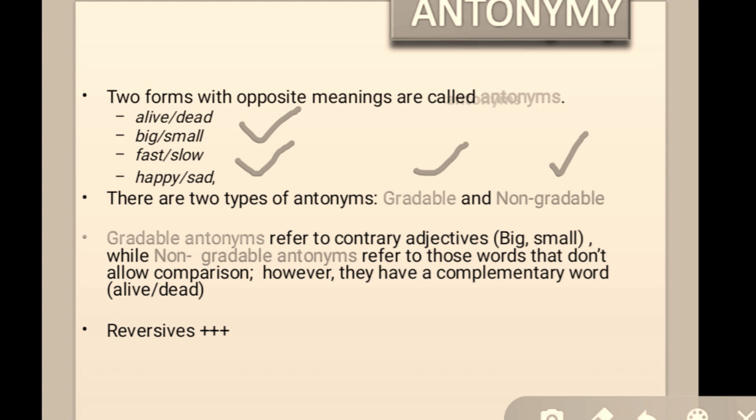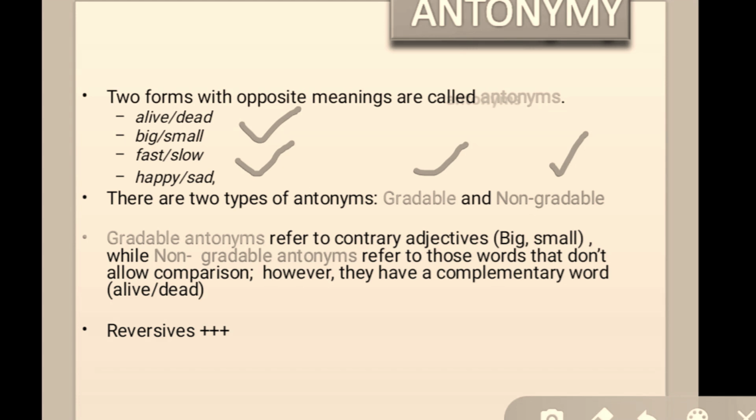What does it mean? For example, small and big, or hot and cold. When I say something is hot, we can measure it on a scale, and there would be a midpoint where something is neither hot nor cold. That would be called the midpoint. It means the first identity of gradable antonyms is that they can be scaled and have a midpoint. Big and small refer to contrary adjectives; of course, the contrary adjective of big is small.